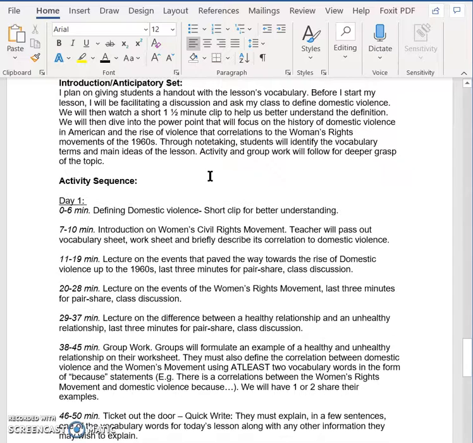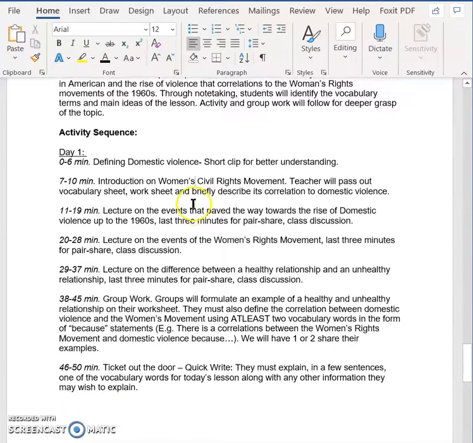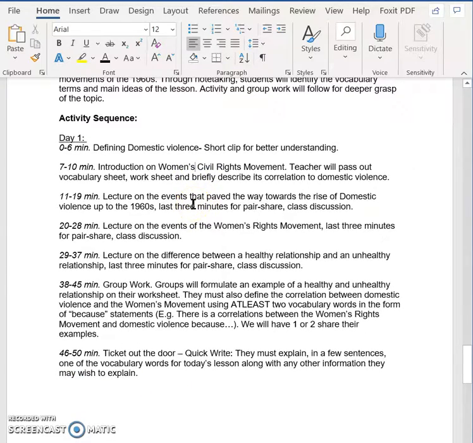I will hand out a vocabulary sheet and a worksheet for later. We will start by defining domestic violence as a class, hearing everyone's voices, and afterwards we will watch a short minute and a half clip to reinforce what we had just defined ourselves. I will start off with an introduction on women's civil rights movements. This is again where I pass out the papers.